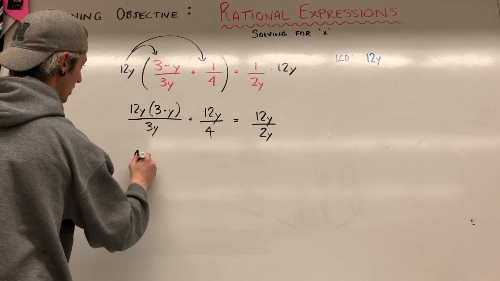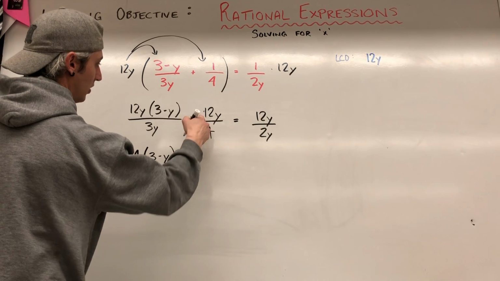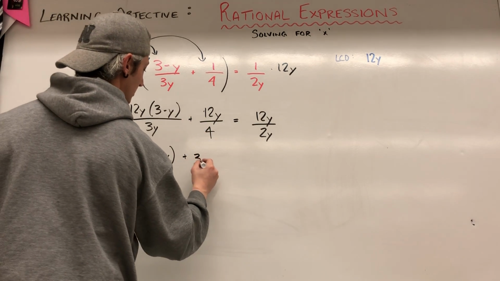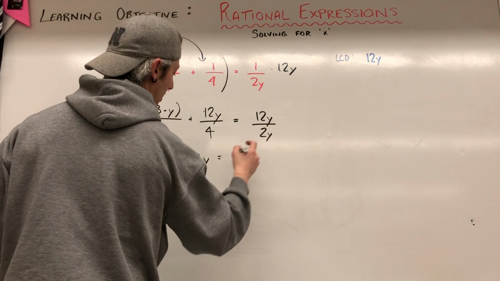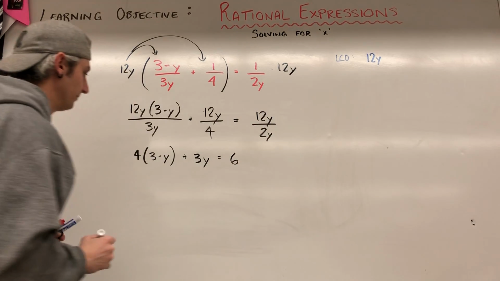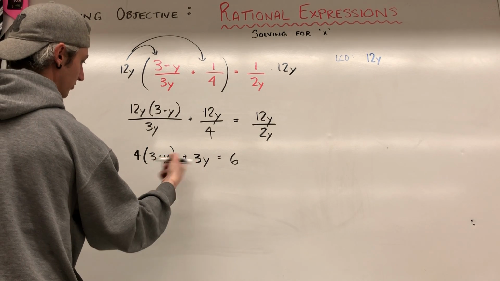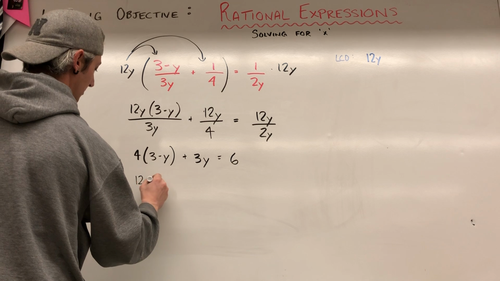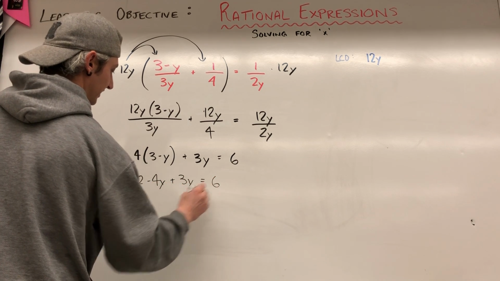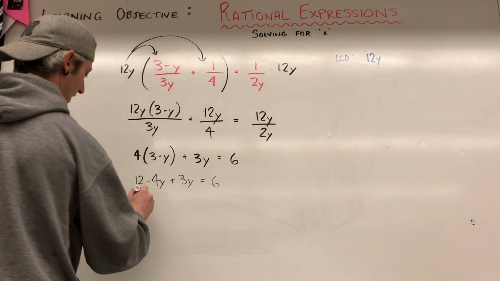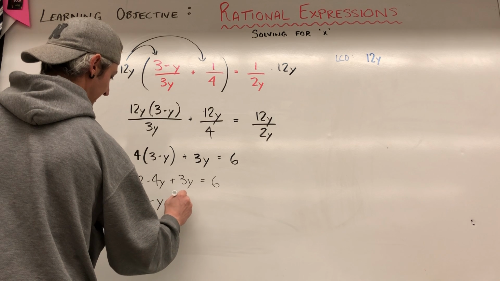So this becomes 4 times (3 minus y), plus 12 divided by 4 is 3. The y stays there. 12 divided by 2 is 6. Y divided by y is 1. So it is equal to 6. And when I expand all of this, because I'm going to try and collect all my y's, I get 12 minus 4y plus 3y is equal to 6. And I have 12 minus y is equal to 6.